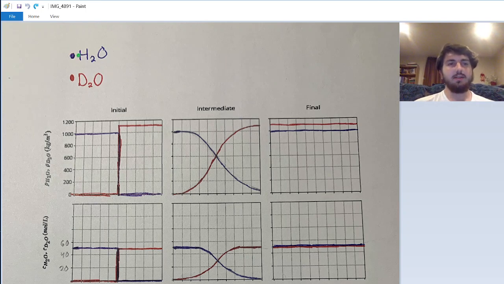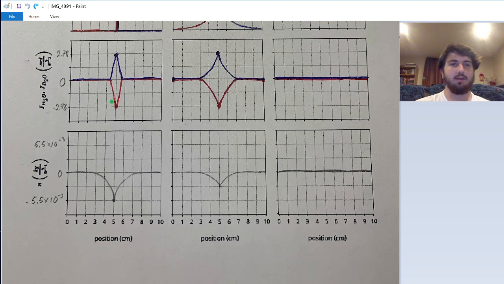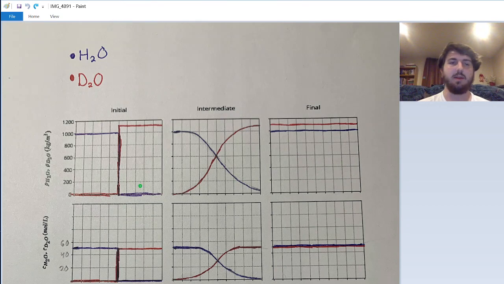I have it written here as a key that anytime we need to differentiate H2O and D2O, H2O will be the color blue and D2O will be the color red. Otherwise, it'll just be in pencil. So starting off, a neat thing to note is that the x-axis of all of these graphs is going to be the different positions of the capillary tube. The capillary tube has a divider at 5 centimeters in the initial state, but that divider gets removed. And so from 0 to 5 is where the H2O starts, and from 5 to 10 is where the D2O starts. But that's where they begin to mix.